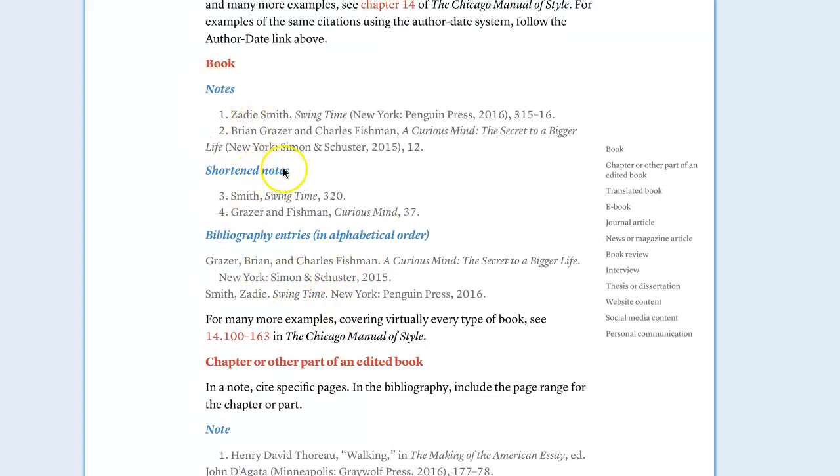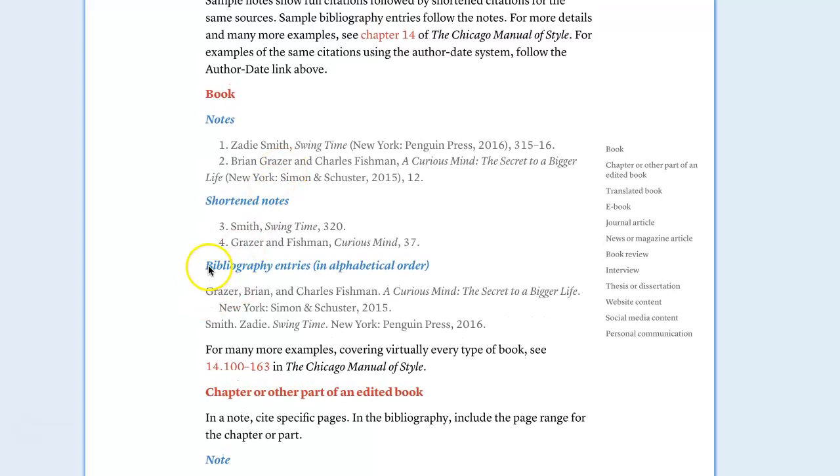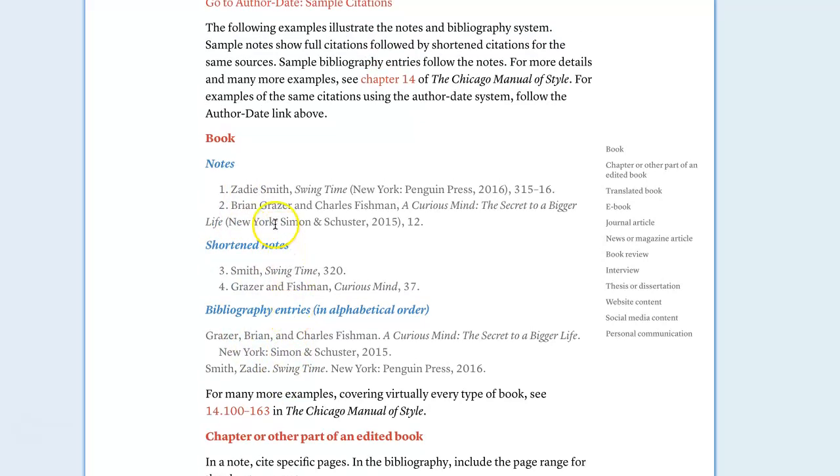The notes and short notes are what you'd use in the paper, and this bibliography entry is what you use in your annotated bibliography before you start your paper. And you can see there are differences between the two. But first, we'll go over the notes.